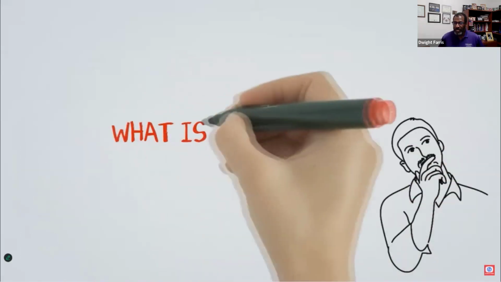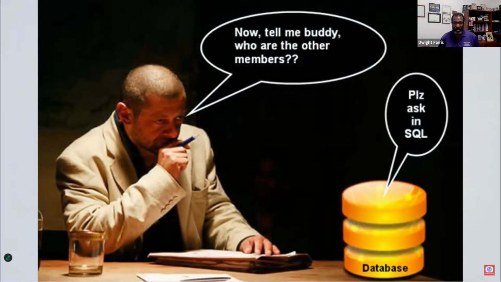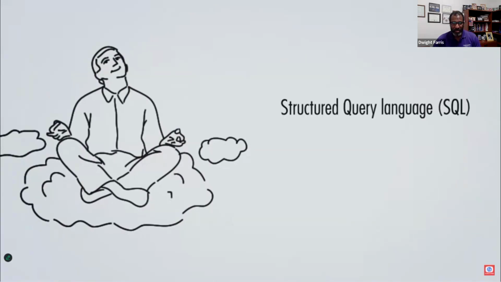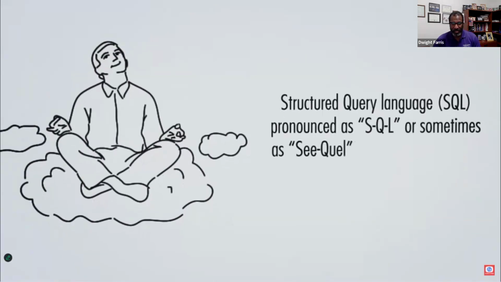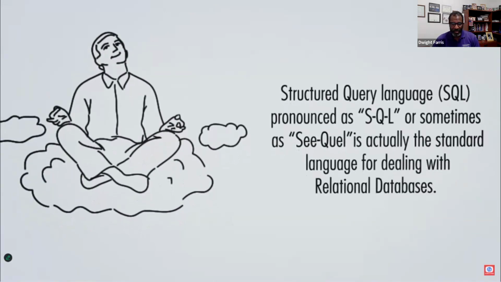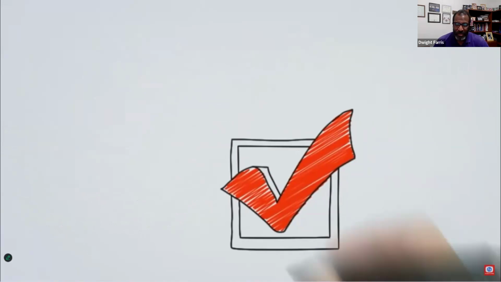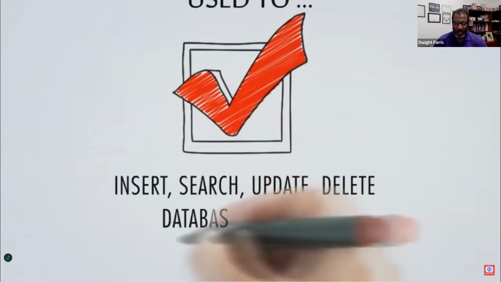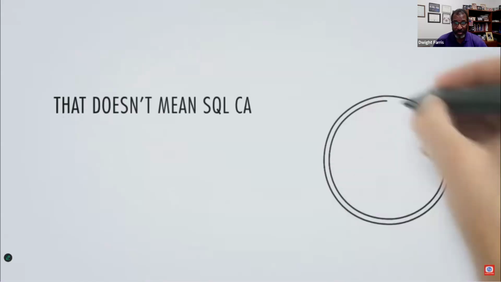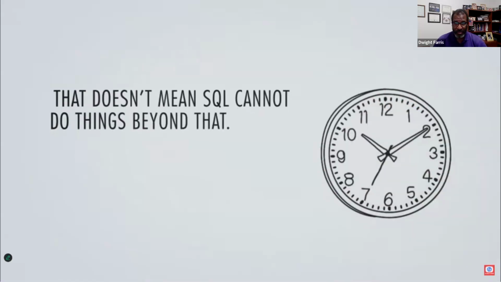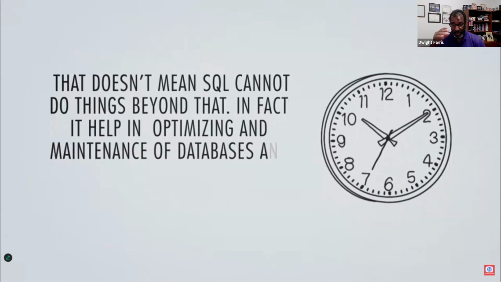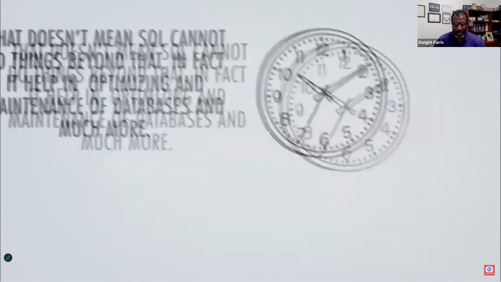So what is SQL? Structured Query Language, SQL, pronounced as "S-Q-L" or sometimes as "sequel", is actually the standard language for dealing with relational databases. SQL can be effectively used to insert, search, update, and delete database records. That doesn't mean SQL cannot do things beyond that. In fact, it helps in optimizing and maintenance of databases and much more.